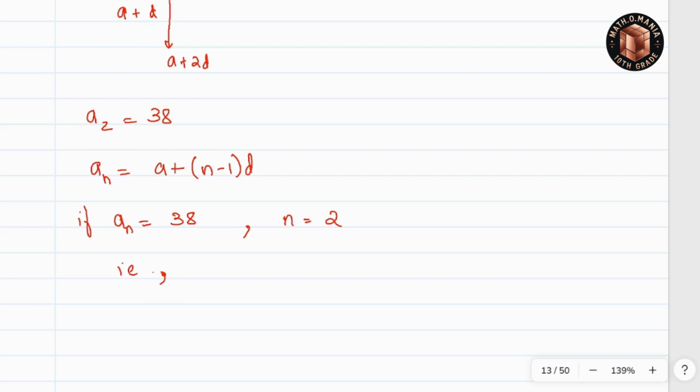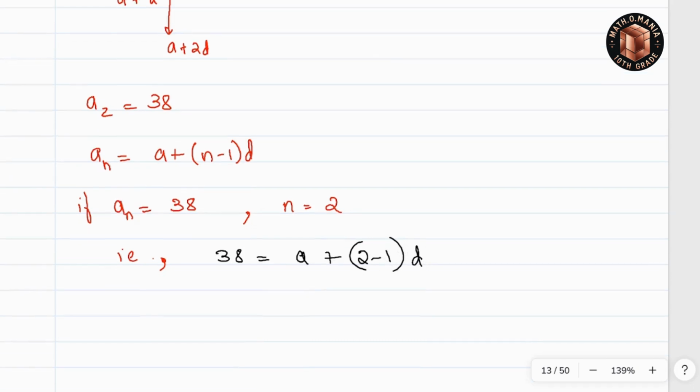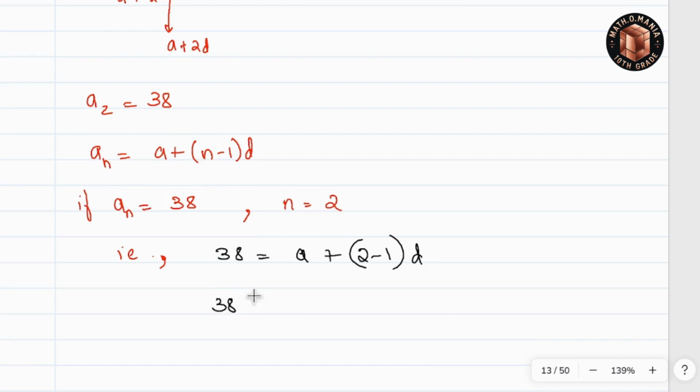So, if I substitute that value in our equation, I can write 38 equals, what is the A here? A is the unknown there. So I will write A plus, what is the n here? n equals 2, so 2 minus 1 into D. I don't know the D also. Now, I can write it like A plus, 2 minus 1 is 1, so A plus D. For this one, I will give it equation number 1.